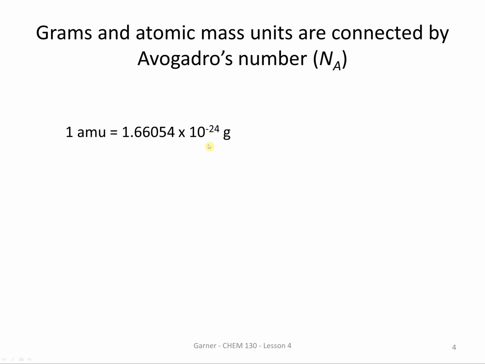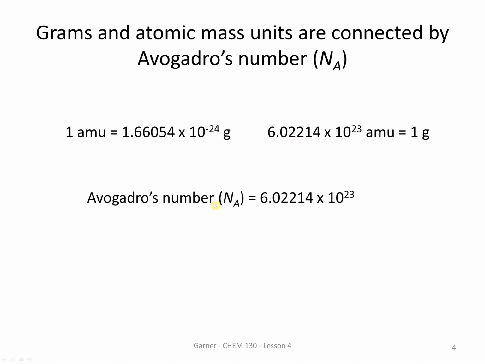Now we can take this equation and invert it. If we divide both sides of this equation by this value here, we can solve for what 1 gram equals in terms of atomic mass units. So if you do that, you get something like this. 1 gram is equal to 6.022 times 10 to the 23 atomic mass units. Now this number might look familiar if you've had high school chemistry. This number is also known as Avogadro's number. So Avogadro's number, which you'll sometimes see abbreviated with a capital N with a subscript capital A, again has this value of 6.022 times 10 to the 23.